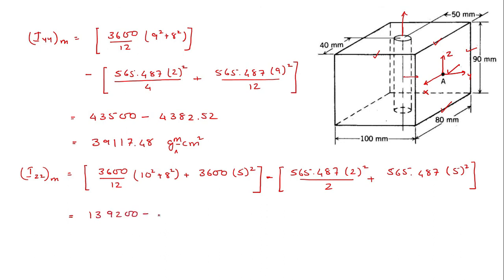So this will be 139200 minus 15268.15. So if I solve this, I would get 123931.85 gram centimeter square. So this is the moment of inertia with respect to the z axis. Now in this corresponding figure here, the x axis, y axis and z axis are actually the principal axes themselves, since you can obtain the planes of symmetry with respect to these three axes.